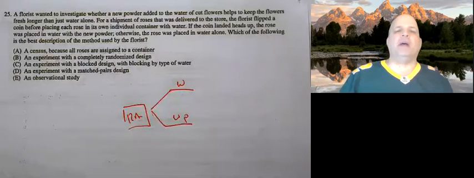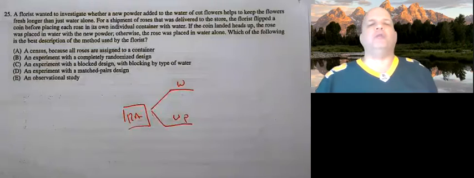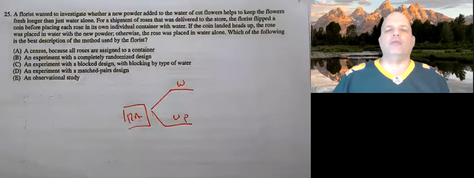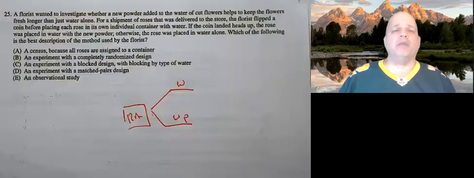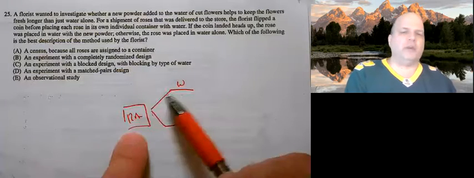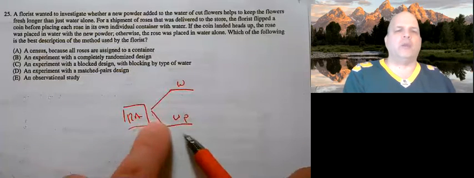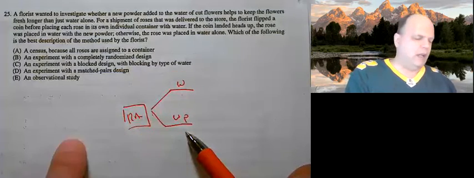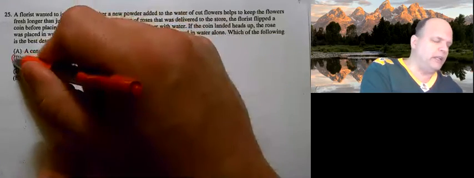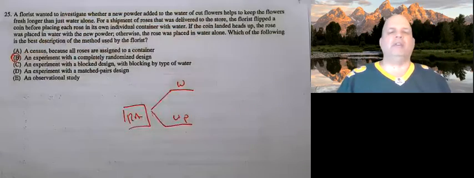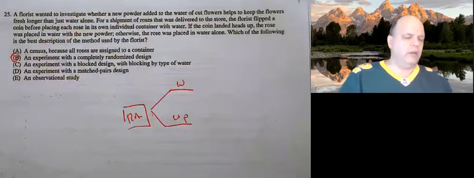Which of the following is the best description of method used by this florist? First off, we have an experiment. Why? We have random assignment of treatments. We randomly assigned it either to water or water with the powder. And we don't have any blocking, et cetera. So this is a completely randomized design. All right.